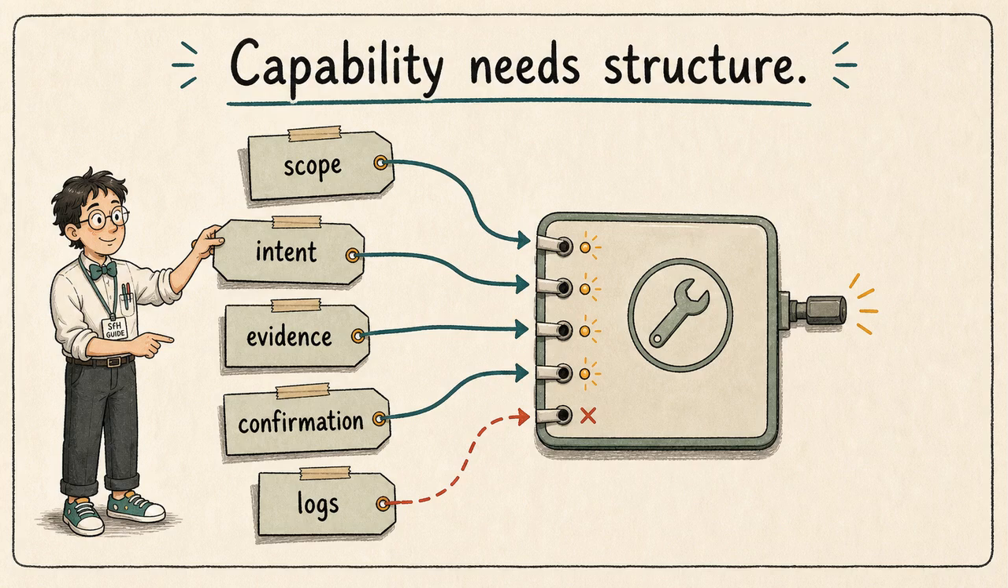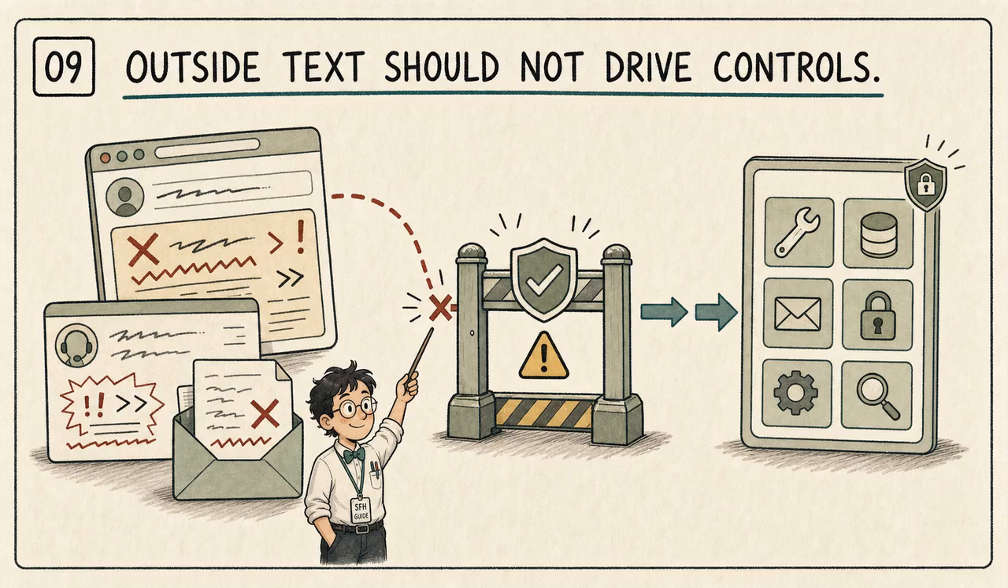Scope says exactly what the tool can access. Intent says what the user is trying to accomplish. Evidence shows what the assistant relied on. Confirmation gives a human control over the risky step. Logs preserve the trail when something goes wrong. If those pieces are missing, the connector may work perfectly while the workflow remains unfinished.